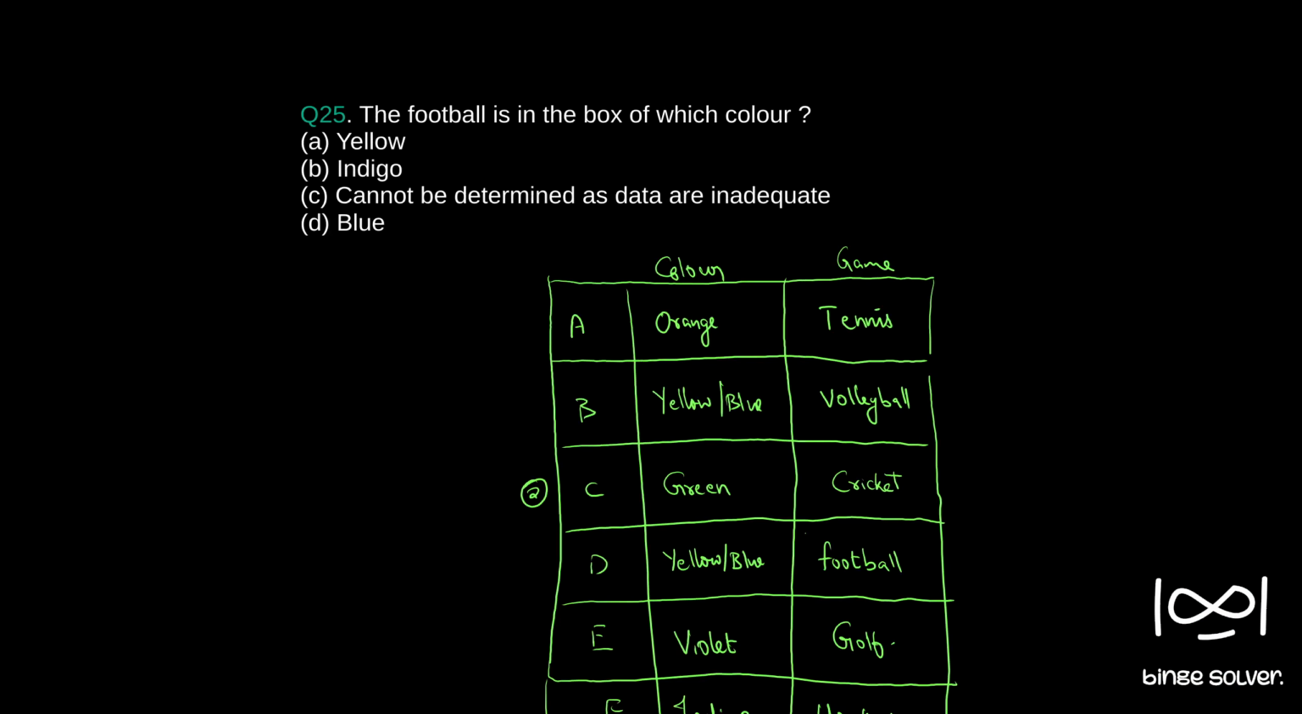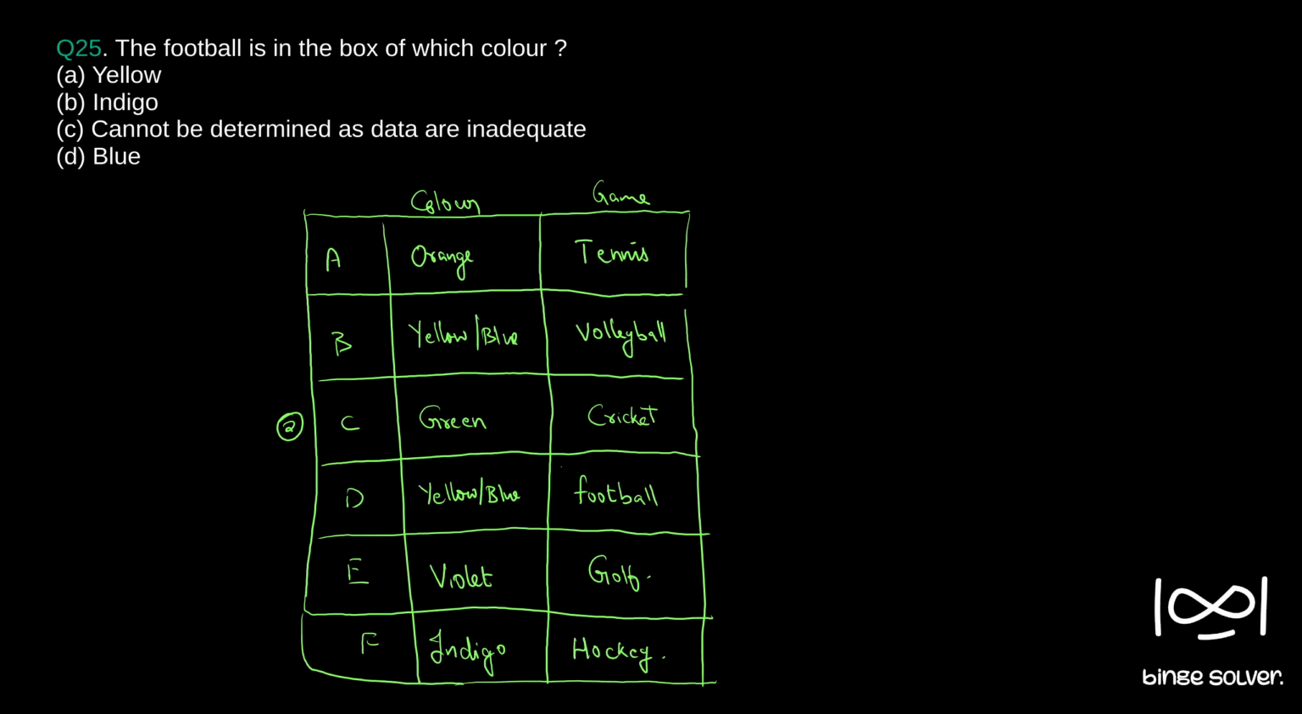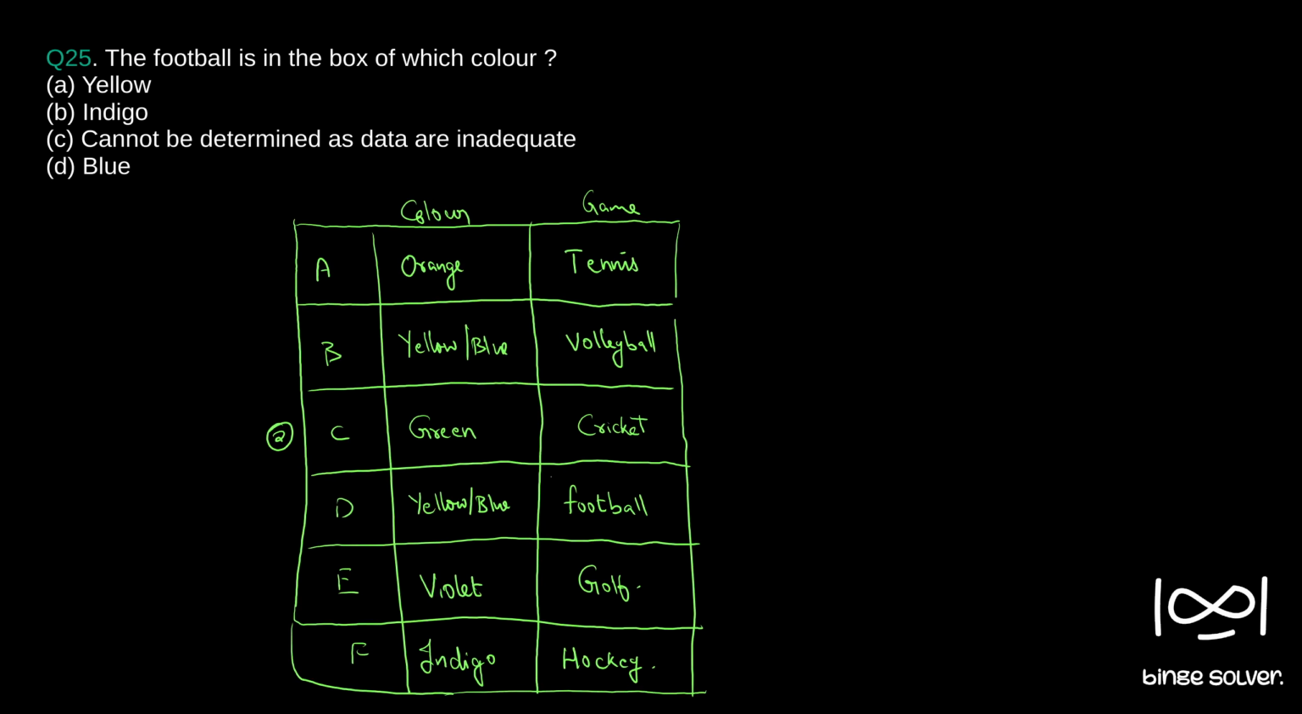The question is, football is in the box of which color? So if you see, football can be either yellow or blue. We don't have enough information to say for sure which color D has. D is the football box, so it can be yellow or blue. So the correct answer here is that it cannot be determined as data is inadequate. So solution to question 25 is C. So we have answered all the three questions.